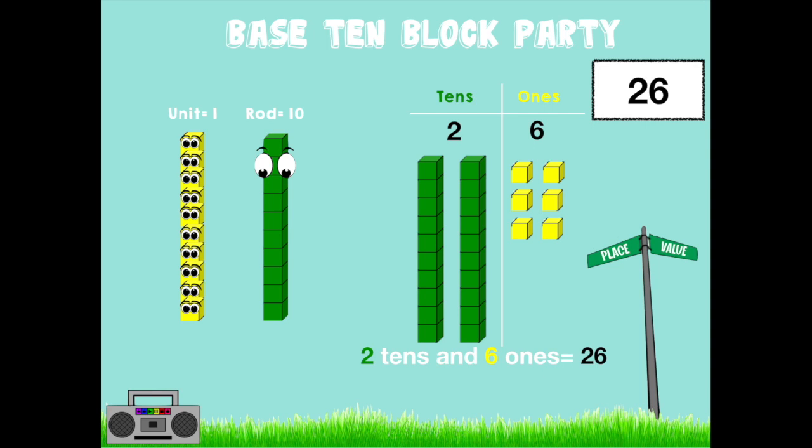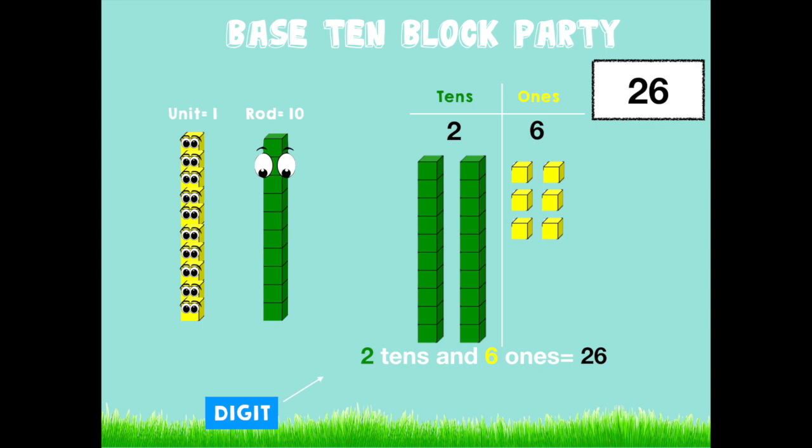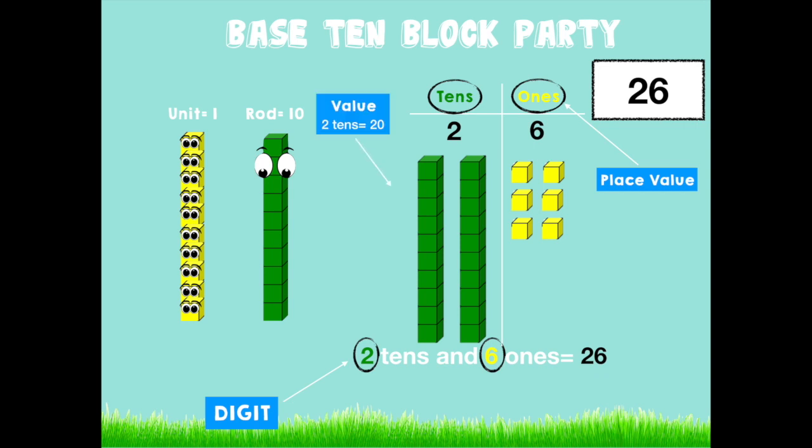Now, on to some important vocabulary. A digit is a symbol that represents a whole number. So as you can see, 2 and 6 are digits in the number 26. Place value refers to the value of a digit. So, since this is a 2-digit number, we have a digit in the tens place and in the ones place. And then value is how much a digit is worth. So for example, 2 is in the tens place, so 2 is worth 20.